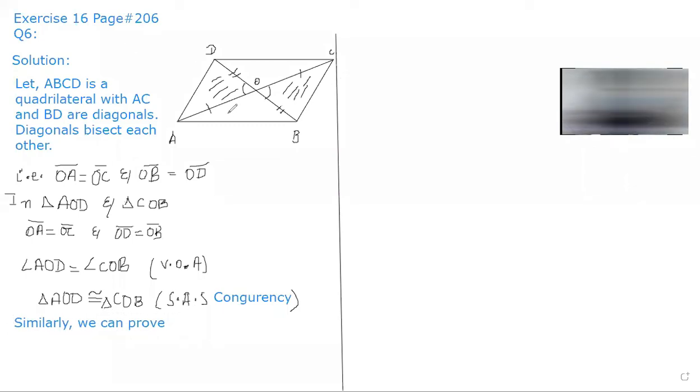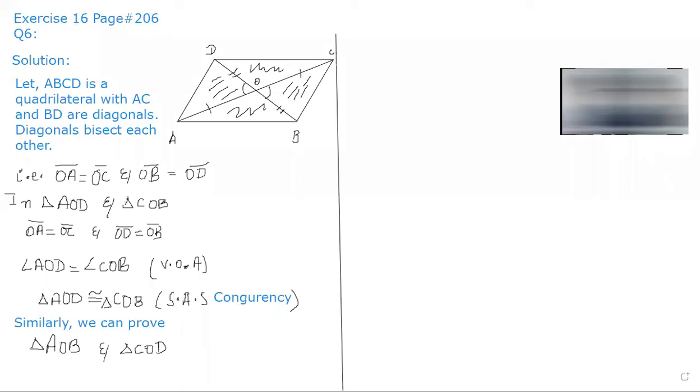Similarly for the second one. Okay, now I'm talking about these triangles. So we can name them as triangle AOB and triangle COD. Okay, so now we will do the same thing for the AOB and COD triangles.